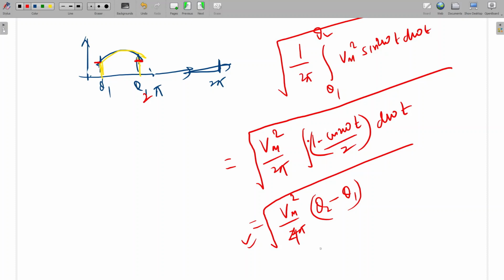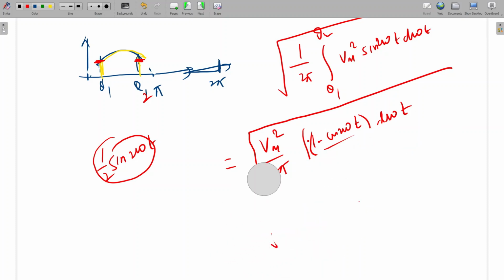Like that you can derive any standard formula and memorize it, like theta 2 minus theta 1 into this square by pi, and this term 1 by 2 sine 2 omega t. This height and this height are the same, so the resultant will be 0. So the final RMS will be this one. Like that you can derive any standard formula and memorize it. Is it clear? Okay. Yes, sir.